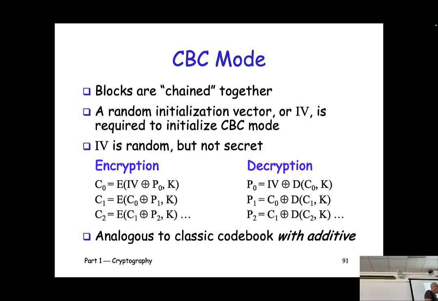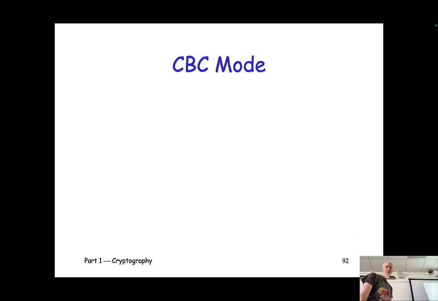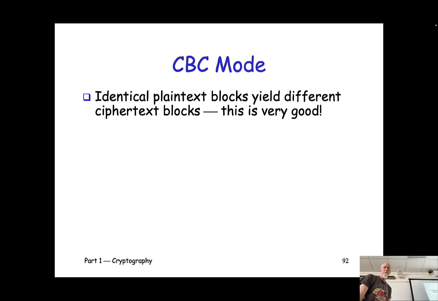Same deal here. You decrypt this, you get C0 plus P1 XORed with P1. You XOR in C0, which everybody knows, you get back P1. Just keep going. So you can encrypt, you can decrypt. It works. Okay, so what about CBC mode? This is good because identical plain text blocks do not yield identical ciphertext. That's what we want to avoid. That's the bad thing about ECB mode.